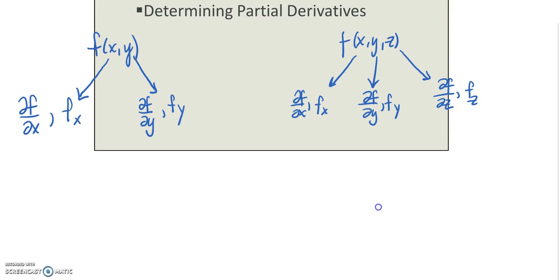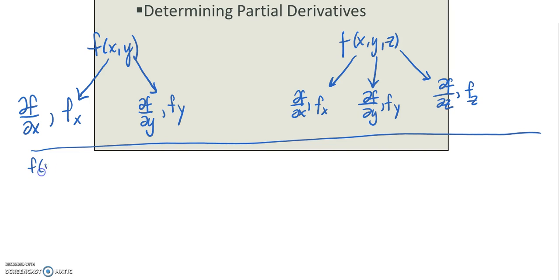So let's go ahead and take a look at a couple of examples, but as we do that, remember that if I'm finding the partial derivative with respect to x, then I am holding all other variables constant. The only variable that I'm interested in changing is the x variable. So let's go ahead and look at our first example here.